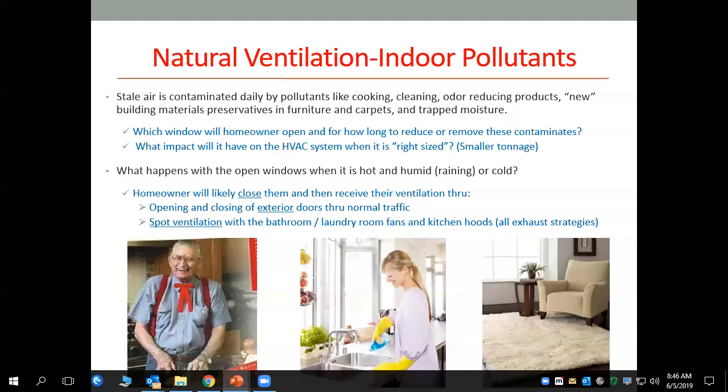I know our dehumidifier friends always ask the question: sure, air conditioning does dehumidification as one of its results, one of the things that it does, but what if it's 70 degrees and it's raining? Not a lot of dehumidification going on. When it's raining, the homeowners will likely close the windows and then receive their ventilation through, again, the opening and closing of exterior doors through normal traffic, or your spot ventilation with bathroom and laundry fans and kitchen hoods, which are all exhaust strategies, which creates a negative pressure. So you're going to be pulling that moist air through your cracks and crevices.